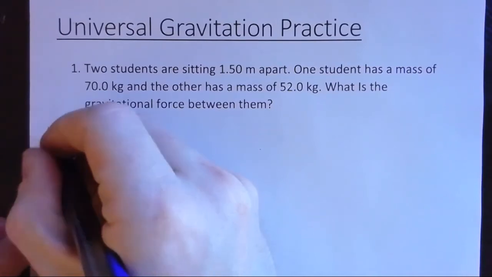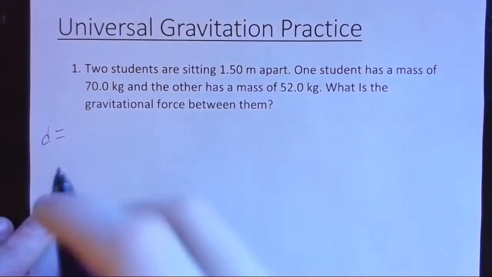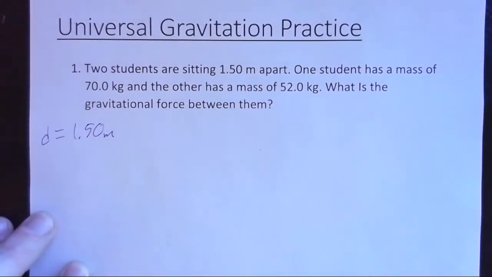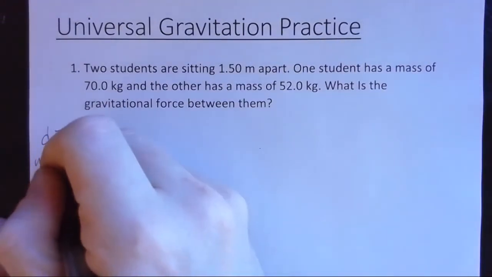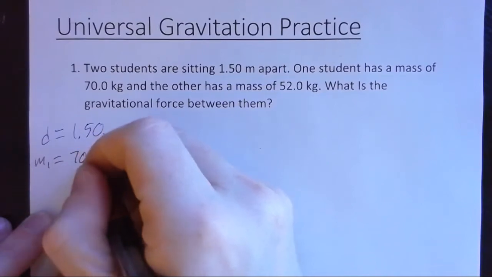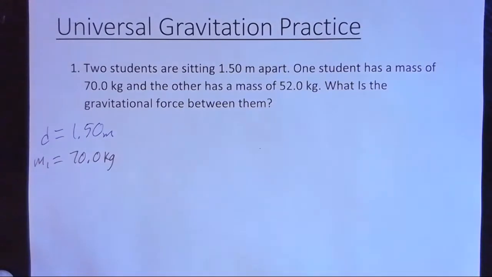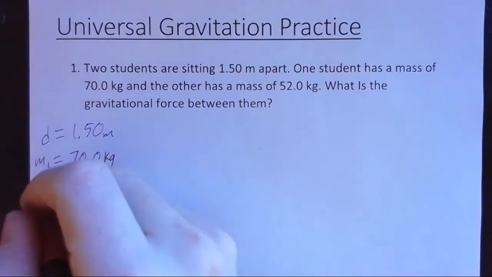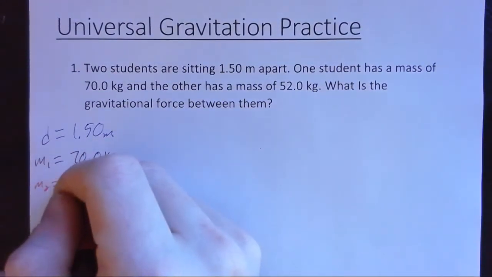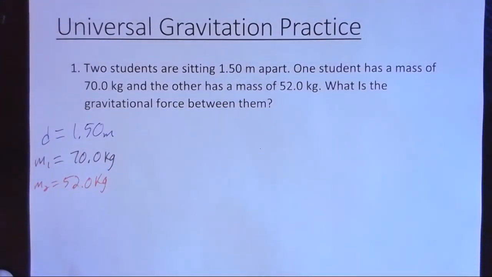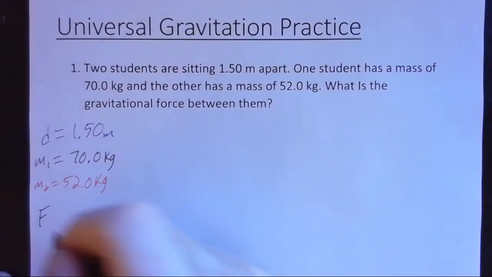The next step is to identify what variable the question is asking us to solve for that is not already known. As given to us in the problem, the distance d is equal to 1.50 meters. The m1, or mass of the first object, is 70.0 kilograms. Our m2, or mass of the second object, is 52.0 kilograms. And the unknown variable in which we're solving for is the gravitational force, also known as F sub g.